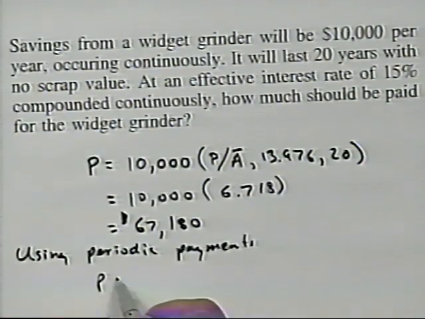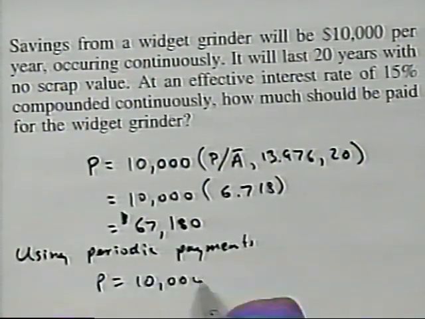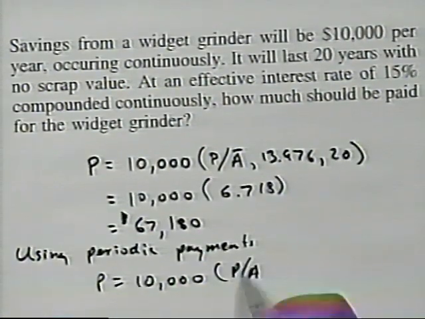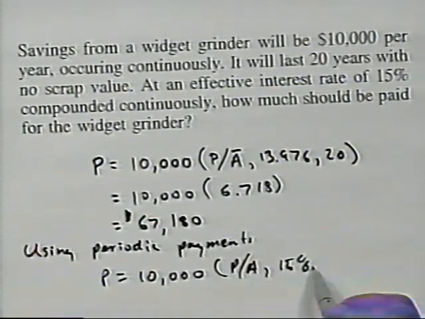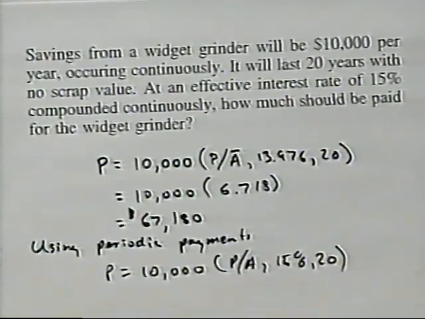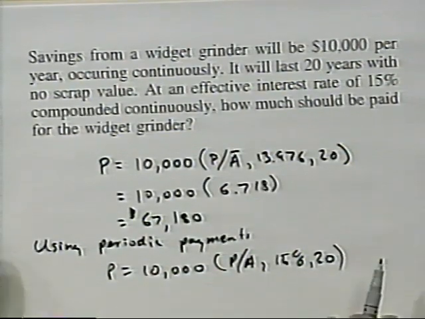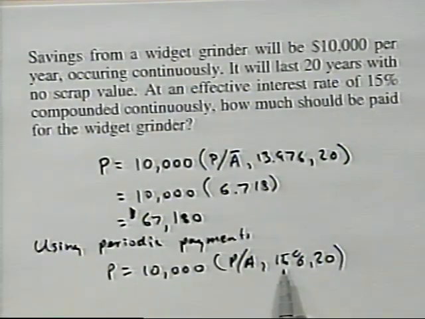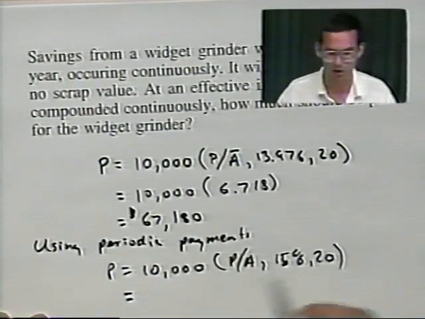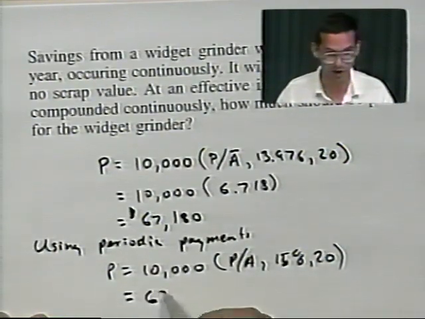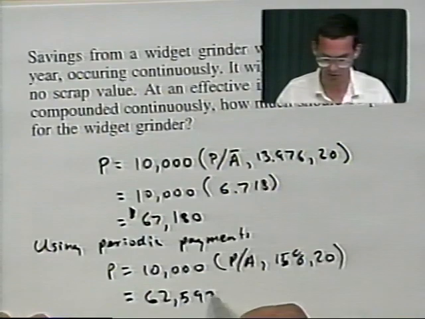The expression is very similar, except we're going to be using the regular series present worth factor for 15%, 20 years. Because the 15% is the effective interest rate for 1 year, of course, it is the same as the interest rate for 1 year. And if we work that through, that gives an answer of $62,593.